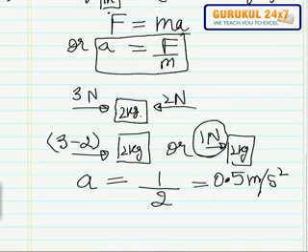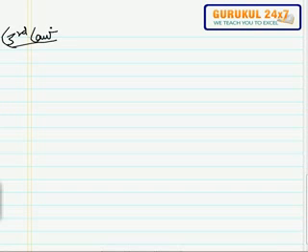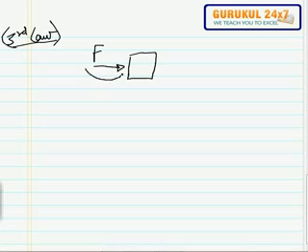Now let's take a look at the final law, which is Newton's third law. Newton's third law says that every action has an equal and opposite reaction. Let us say we are trying to push this object with some force F. Now this is an action. Action is done on an object. Application of the force is our action.